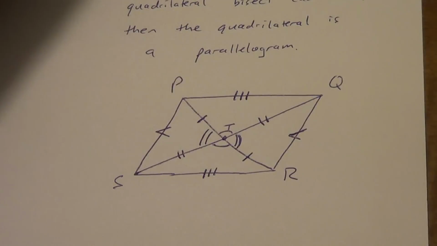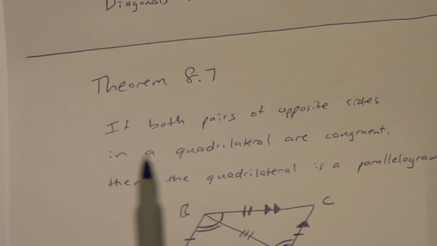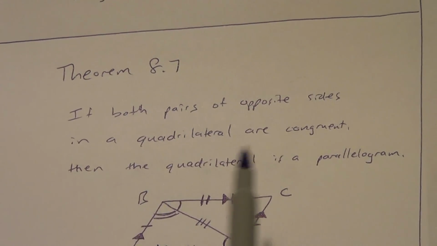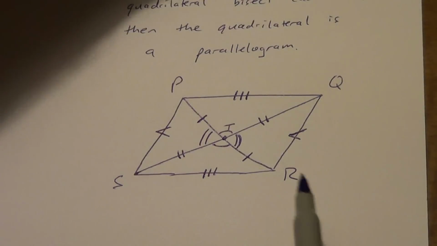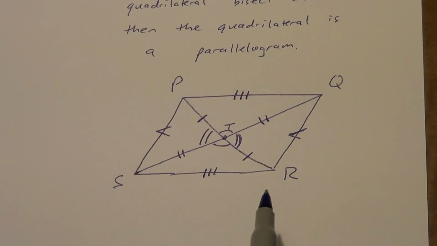Goes back to our first theorem. If both pairs of opposite sides in a quadrilateral are congruent, then the quadrilateral is a parallelogram. So we got a couple different ways we can prove this is a parallelogram. It all started with bisecting the diagonals. Both diagonals bisect each other.